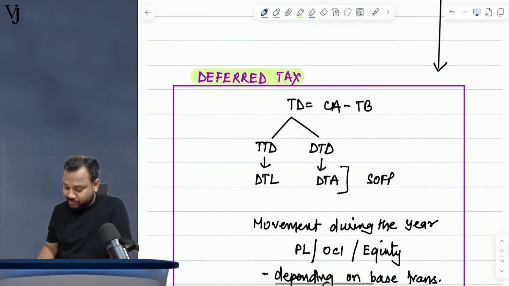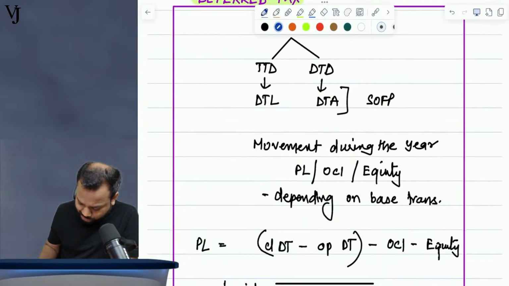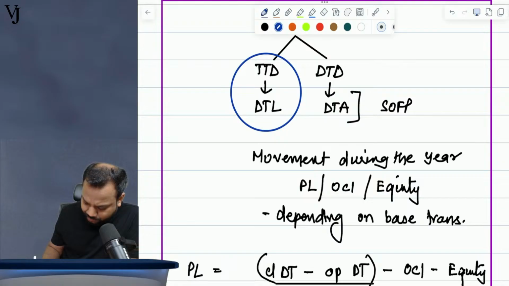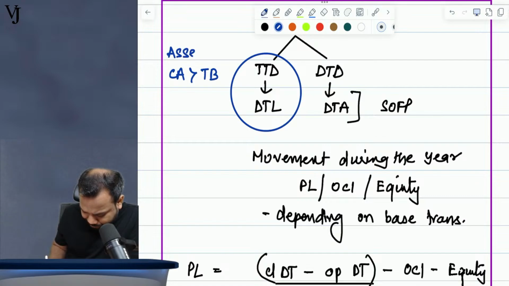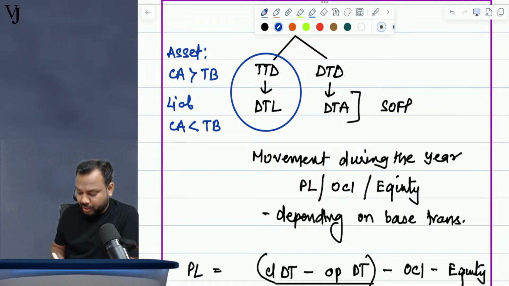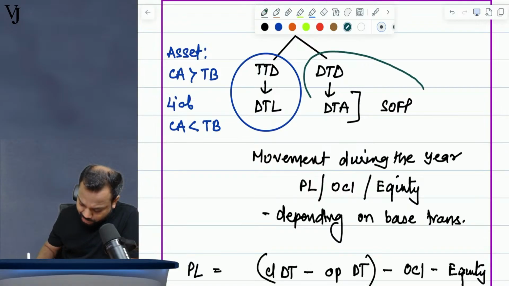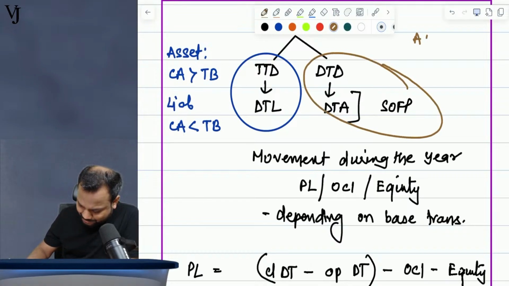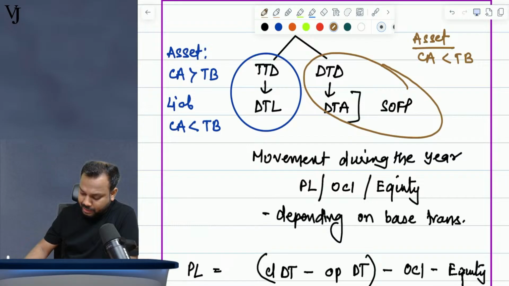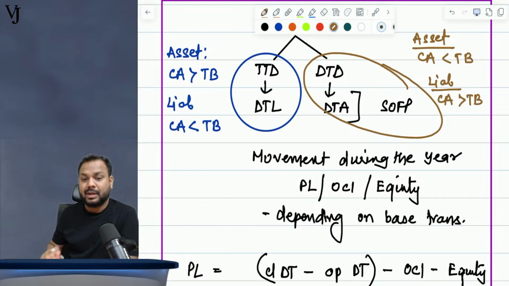Though I have discussed the entire logic of it in our regular lectures, still to help you from an exam perspective, if the carrying amount is more than tax base for an asset, it is a taxable temporary difference. For a liability, if carrying amount is less than tax base, then it is a taxable temporary difference. For deductible temporary difference, it is just the reverse. For an asset, if carrying amount is less than tax base, it is a deductible temporary difference. For a liability, if carrying amount is greater than tax base, it is a deductible temporary difference.